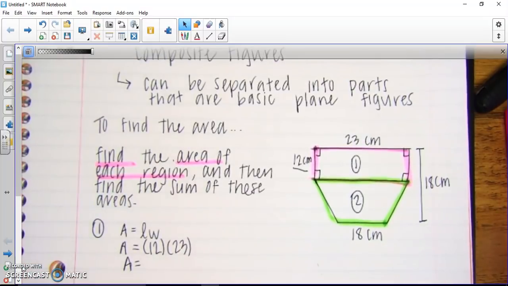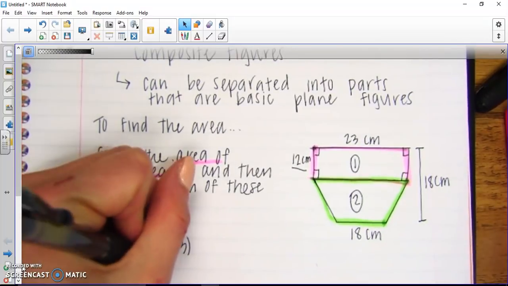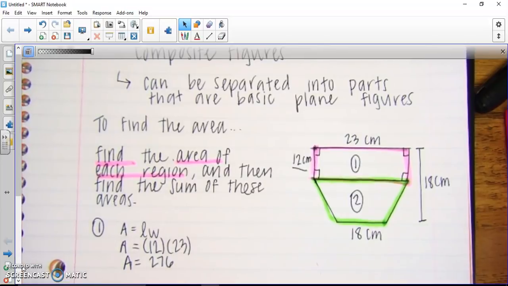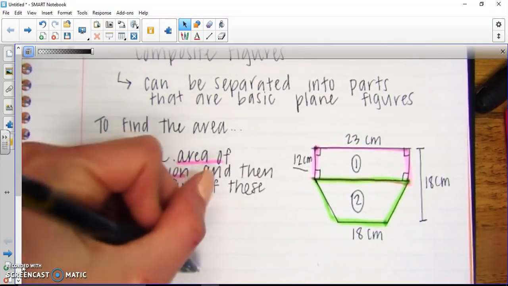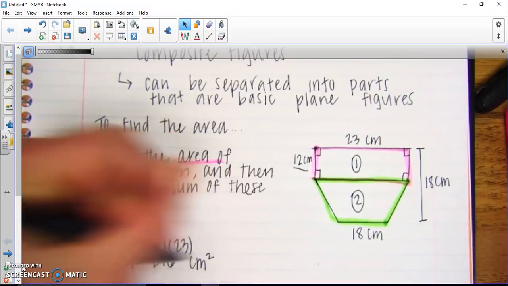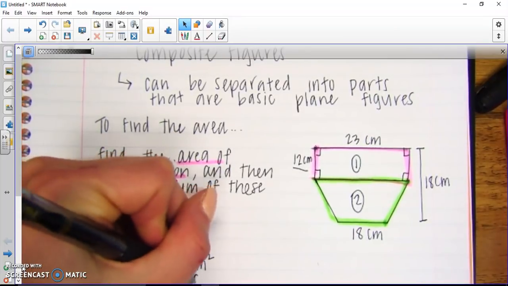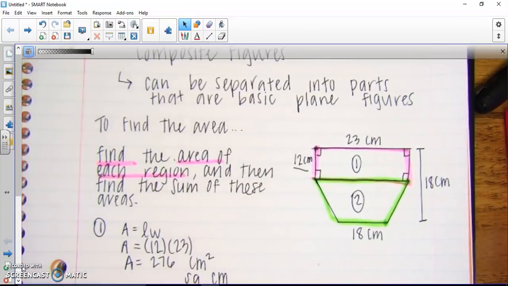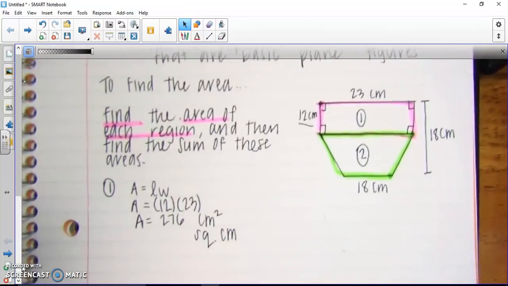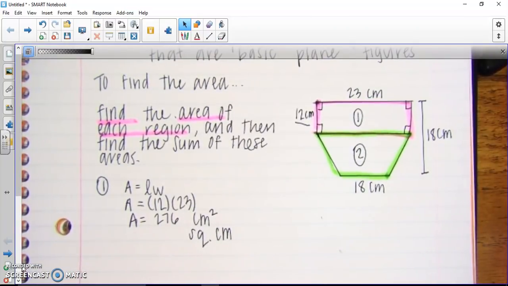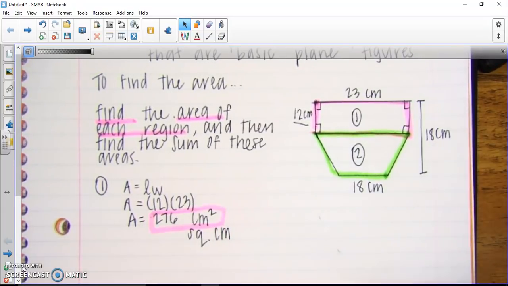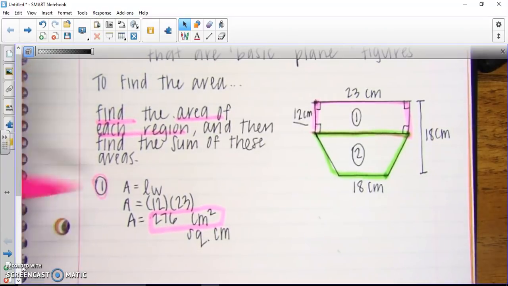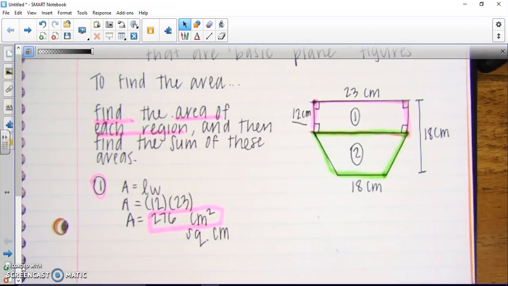And we should get that the area is 276. And since we're talking about area as a measurement, we need to include the units. So 276 centimeters squared, or you might see it written as square centimeters. You should be able to recognize that both of those are correct. So that's the area of figure 1. That's really important. I'm going to circle that or highlight it, and I know that that's for figure 1. Now we need to find the area of figure 2.